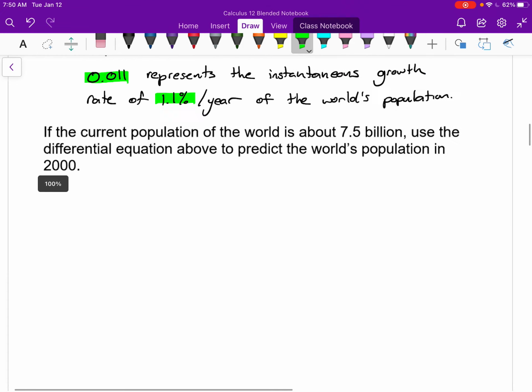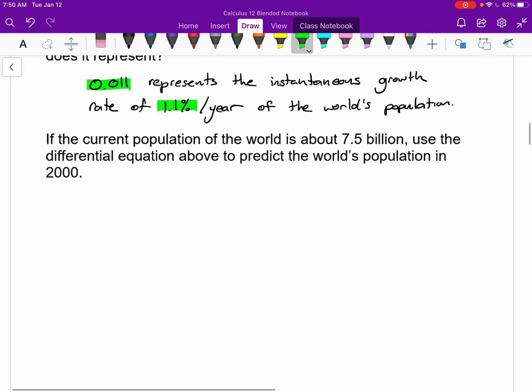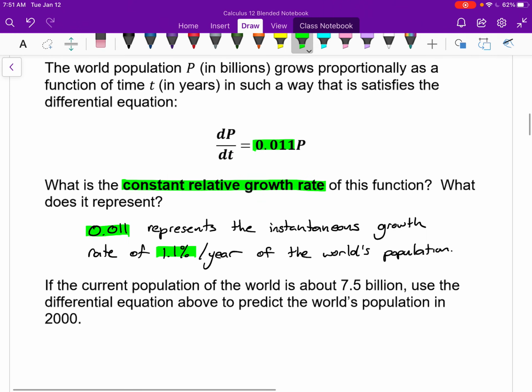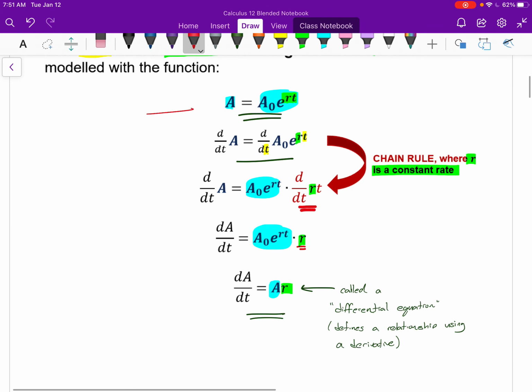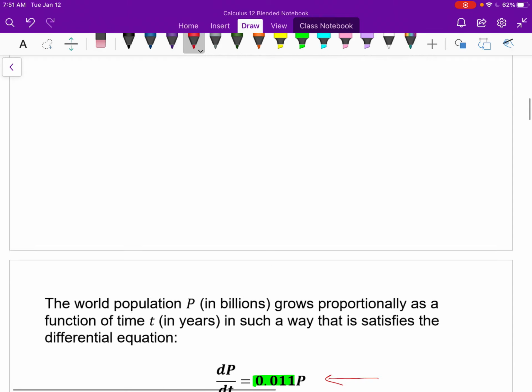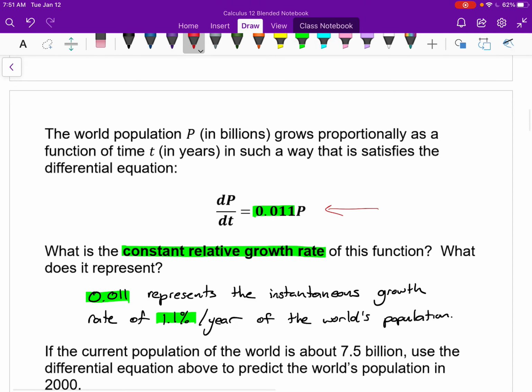So with that said, if the current population is about 7.5 billion, use this differential equation above to predict the world's population in the year 2000. Okay, so how can we do that? Well, one key thing to realize is that anytime we see an equation expressed like this, we can express it in this form. And any equation we see written in this form, we can express in this form. And so for this particular question, I really want to express this in the other form.